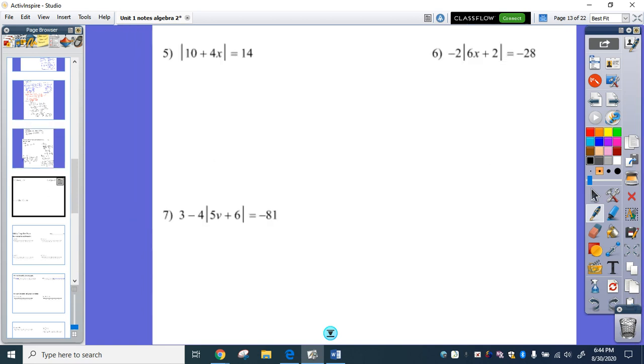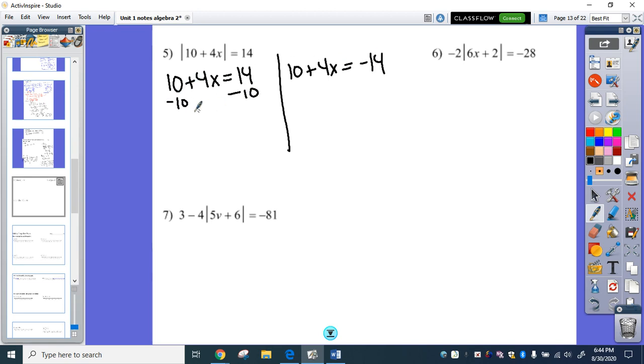Let's look at a few more. Absolute value number 5 has already been isolated, so now we create two separate cases. 10 plus 4x equals 14, and 10 plus 4x equals negative 14. Subtract 10 on both sides, so we get 4x equals 4. Divide both sides by 4.